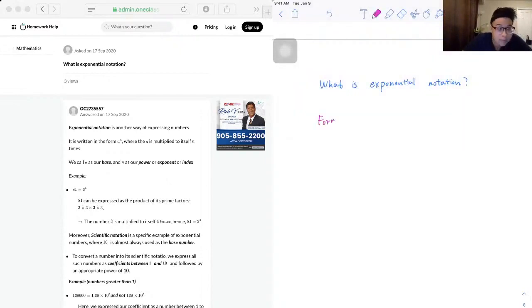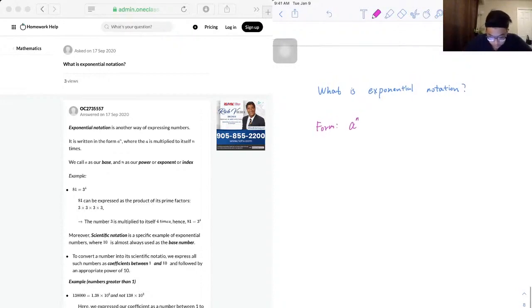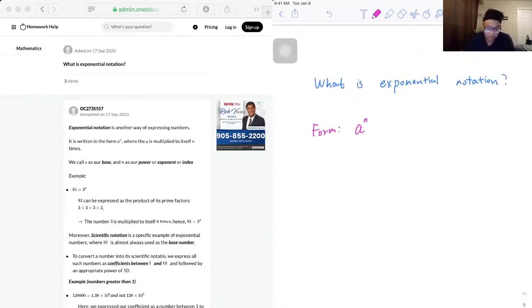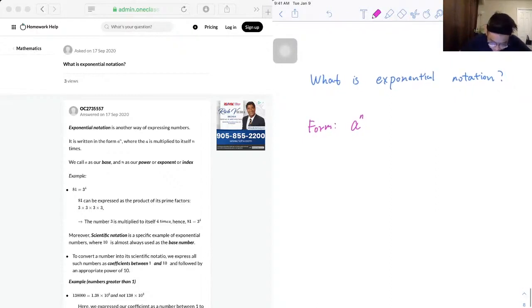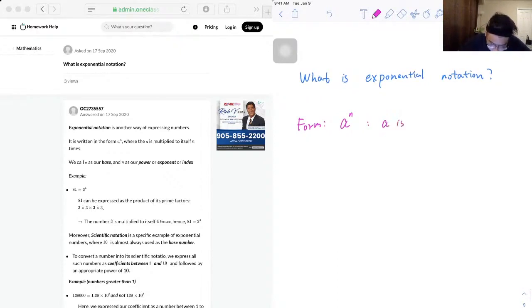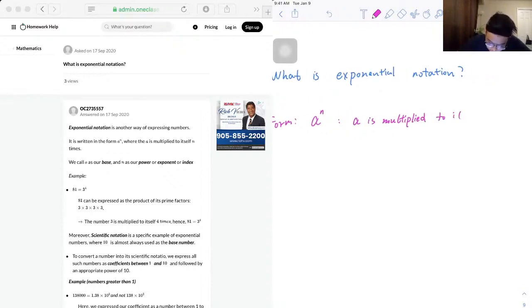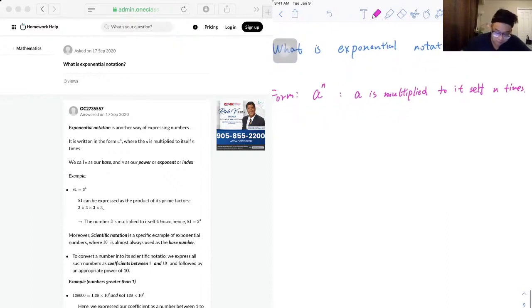A number is written in the form of a to the exponent of n, which is a little n on the top right of a, and in this case it just means a is multiplied to itself n times, which just means a times a times a times dot dot dot times a, and there are n of a in total, and we just multiply them together.